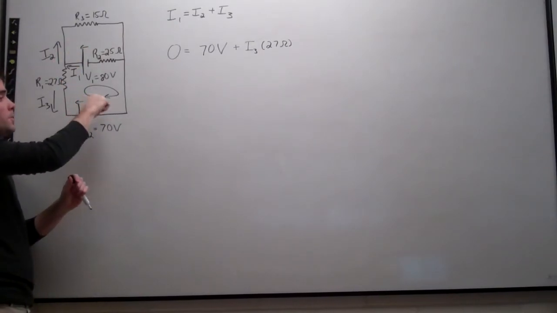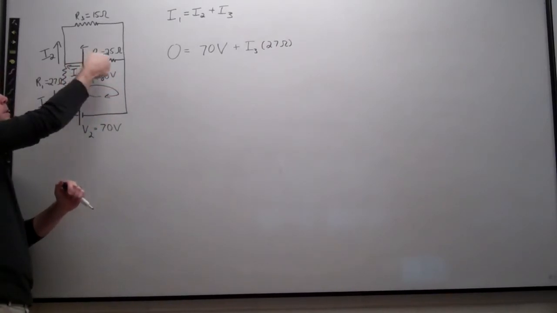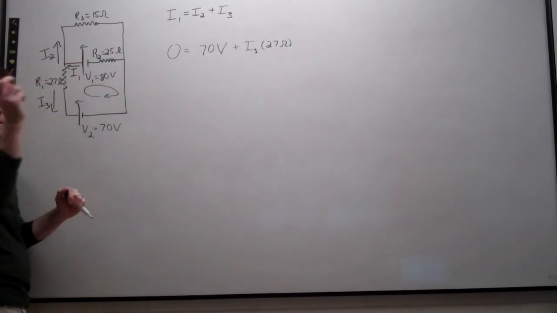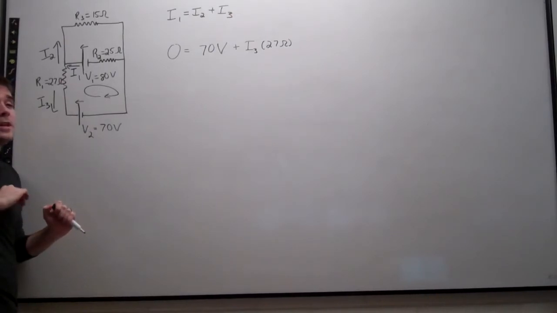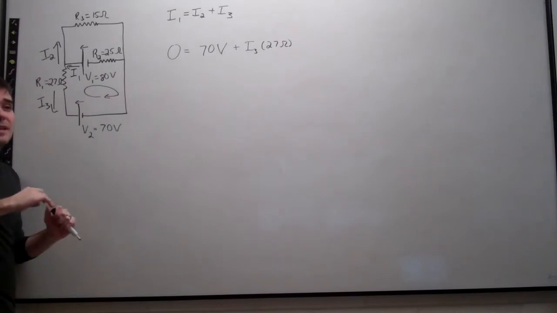So the bottom one, the loop's going like that, so the bottom one's pointing that way. The top one is pointing that way. Brian? Did you just pick the direction of the arrows on the battery? The question was, did I just pick the direction of the arrows? The answer to that is, I did.